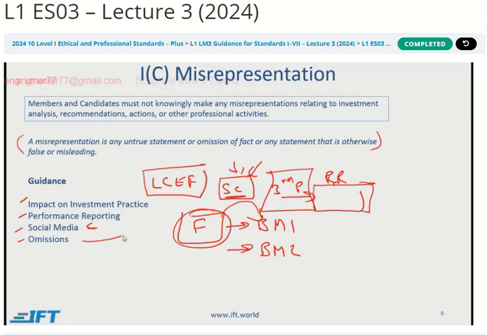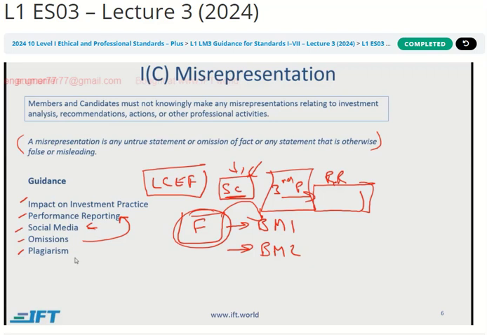Omissions. In a sense, I have touched on this already, but any material information that is omitted is also a form of misrepresentation. And I'll repeat the example that I gave earlier. If we have had 3 years of excellent performance and the 3 years before that were weak, by only presenting the last 3 years' worth of performance and omitting the performance before that, we are misrepresenting information.